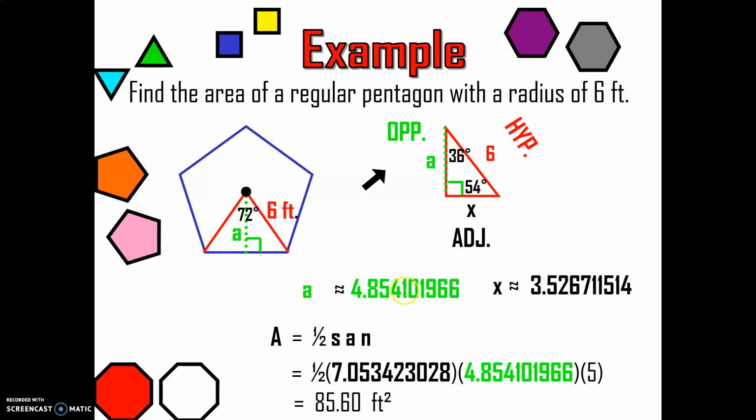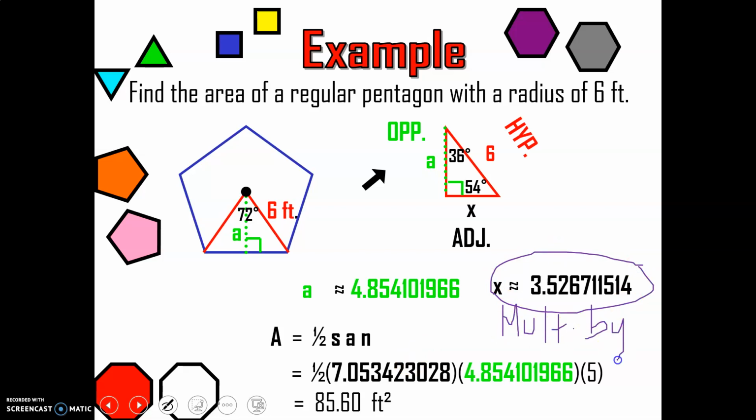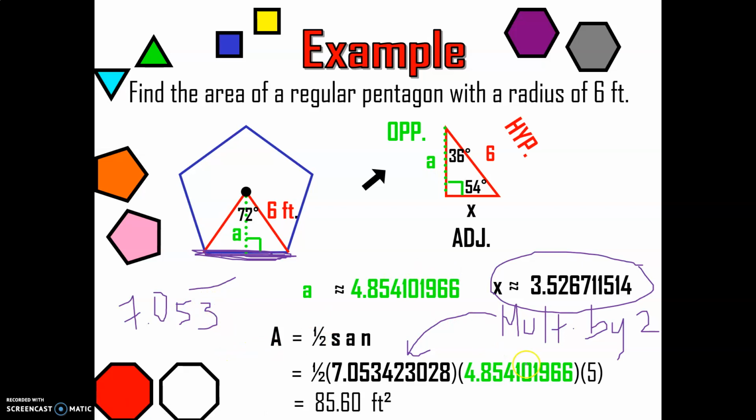So our apothem is here, and here is half our side length. When we plug in our side, it's actually about 7.05. Remember, this must get doubled, so we have to multiply by 2. That's why we end up with 7.05 for our side. This entire side is going to be about 7.053, and our apothem is 4.854, and we have 5 total sides. That leaves us with an area of 85.60 square feet to the nearest hundredths.